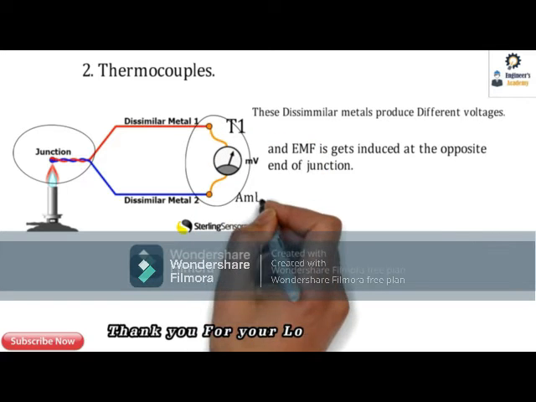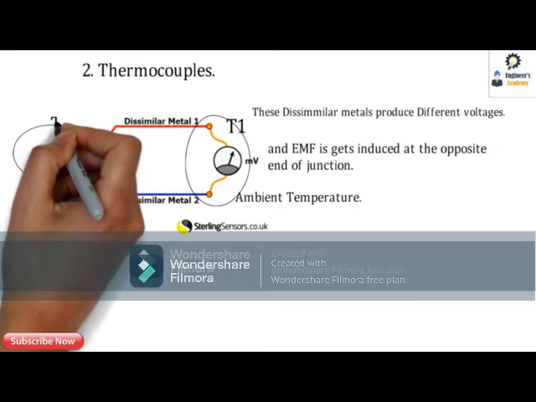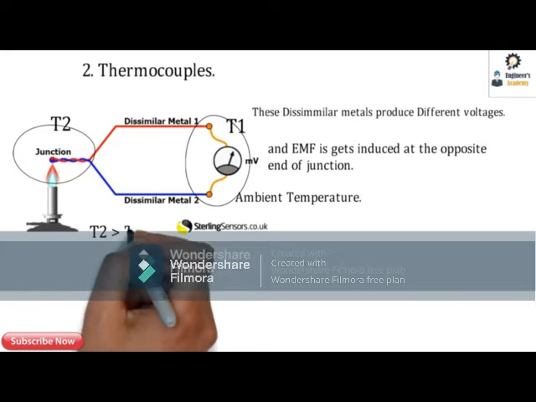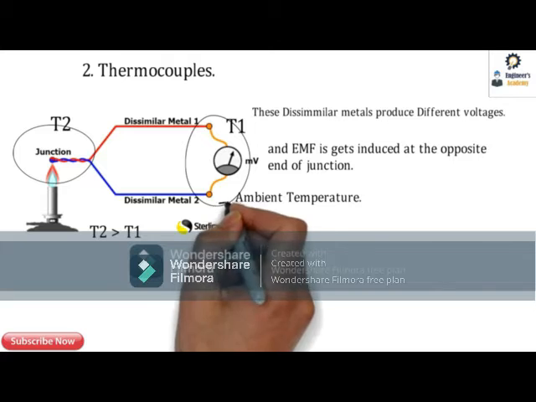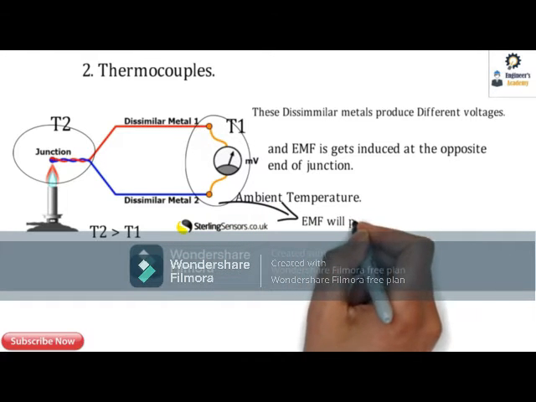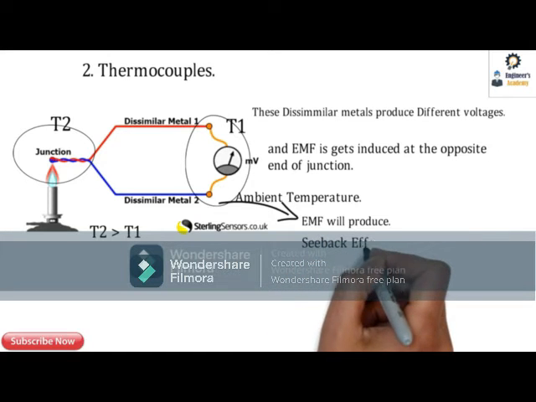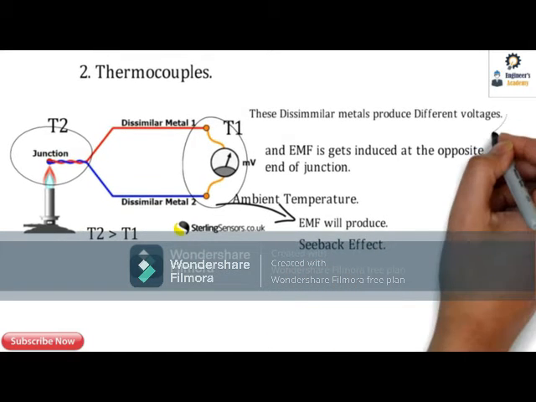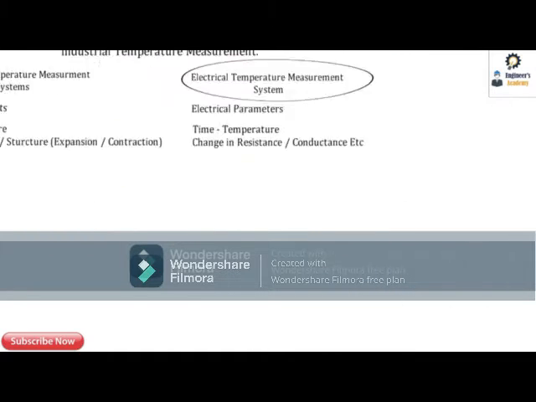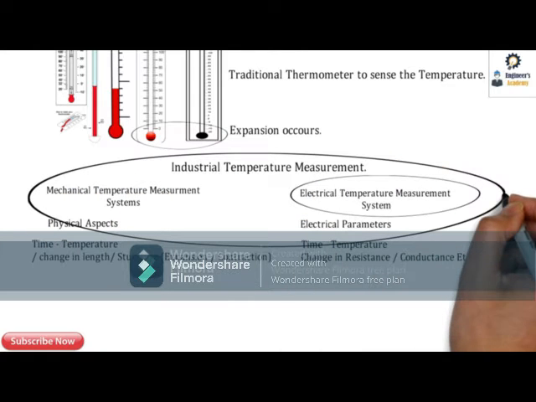So the temperature of this particular end is the ambient temperature, and the temperature at the junction is always on the higher side. Let's say it is T2, hence this T2 is always greater than T1. So guys, these dissimilar metals produce an EMF at these two different points. This induced EMF is known as the Seebeck effect. This Seebeck effect is the primary aspect in this electrical measurement system.